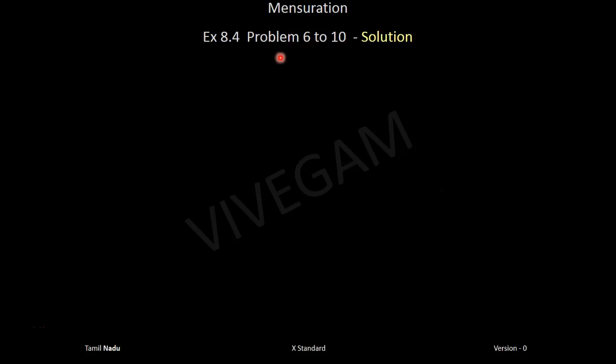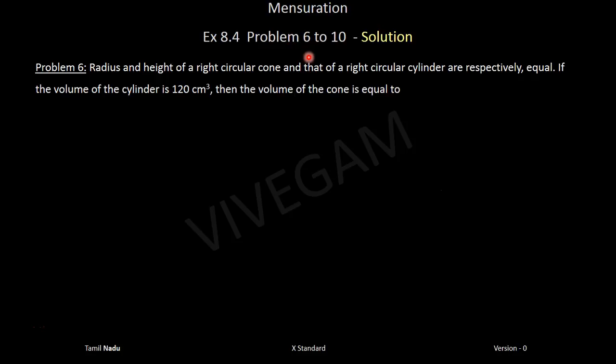Exercise 8.4, problems 6 to 10 solution. The radius and the height of a right circular cone and that of a right circular cylinder are respectively equal. If the volume of the cylinder is 120 centimeter cube, then the volume of the cone is equal to, they have given us a few options.